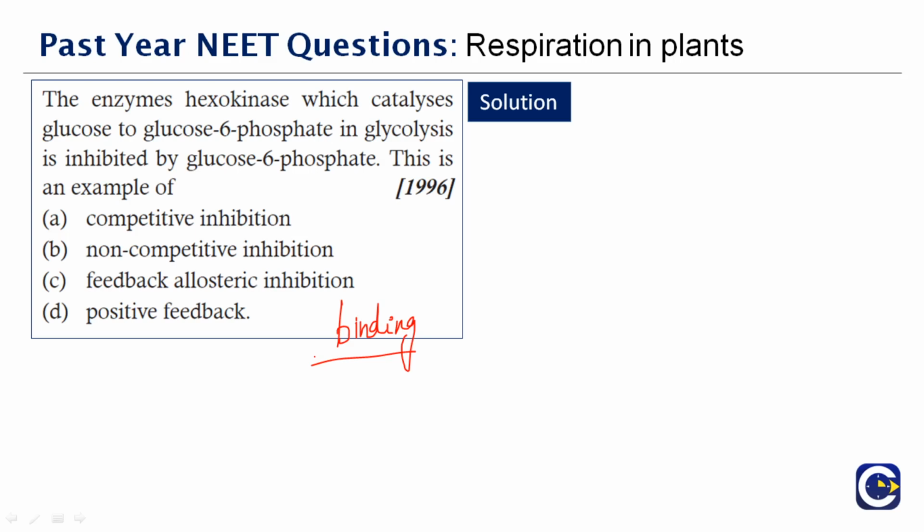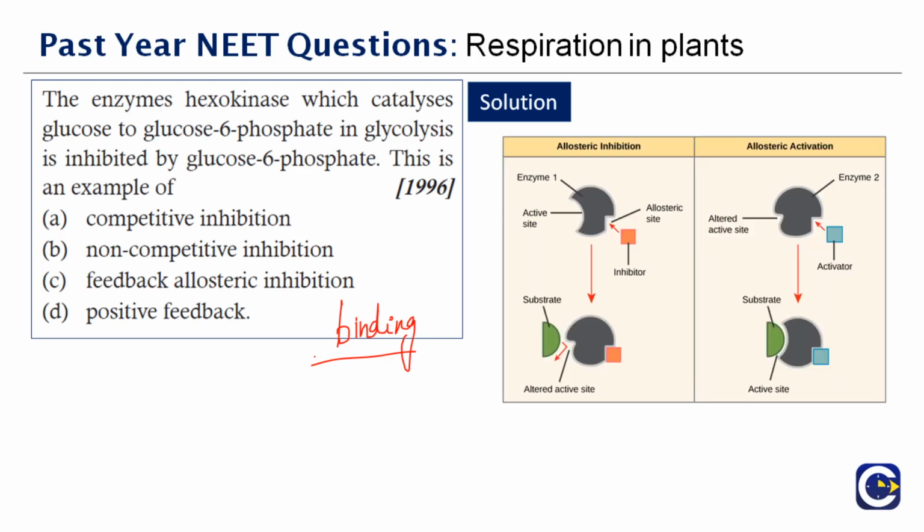So here the enzyme hexokinase, which catalyzes glucose to glucose 6-phosphate in glycolysis, is inhibited by glucose 6-phosphate. This is an example of feedback allosteric inhibition. So you have allosteric inhibition and allosteric activation here to your right side. In the allosteric inhibition, you can see the active site gets altered here. You can clearly see here, right? The active site is altered here. Can you see there is alteration?